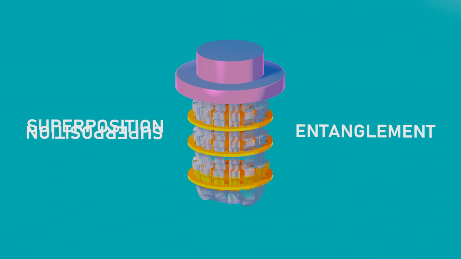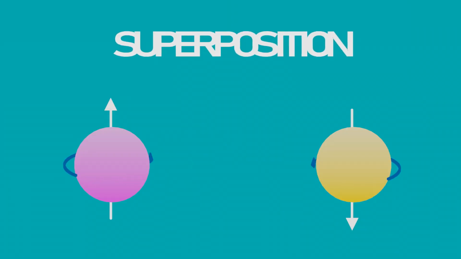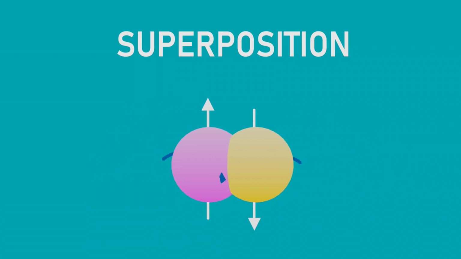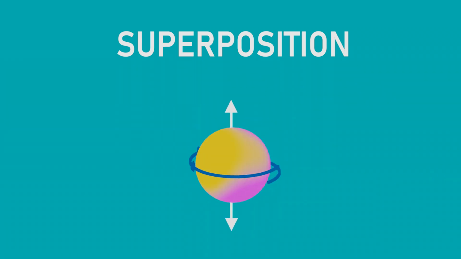So, what is superposition and entanglement? Superposition refers to the ability of a quantum system, like an atom or a particle, to exist in multiple states at the same time. Unlike classical physics, where something is either in one state or another, quantum systems can be in a blend of states. Imagine a coin. In the classical world, it will be either heads or tails.